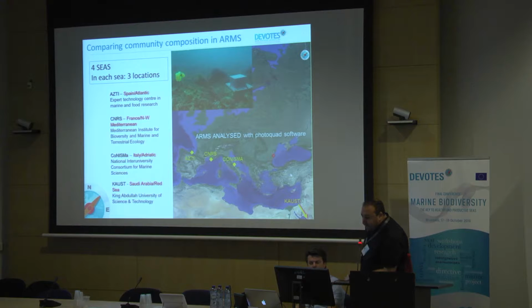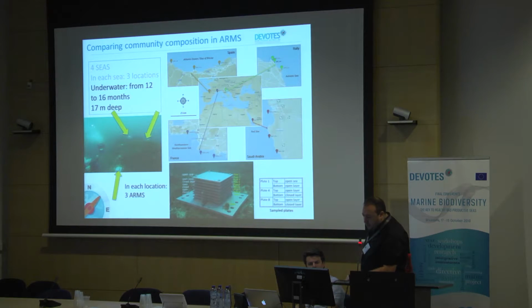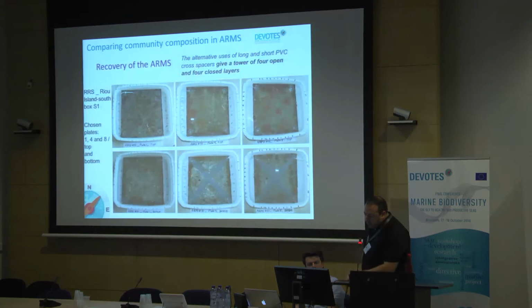So we put them in 4 seas. In each sea, 3 locations. One at AZTI in Spain, Atlantic, one near the CNRS in France, in the Northwest Mediterranean Sea, one by Conisma in Italy, Adriatic Sea, and one in the Red Sea. They were put at 17 meters deep, underwater for 12 to 16 months, and in each location, as you can see, you have 3 ARMS and 3 AZUs.